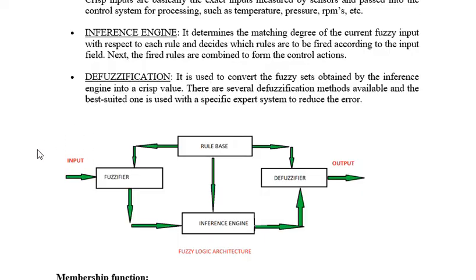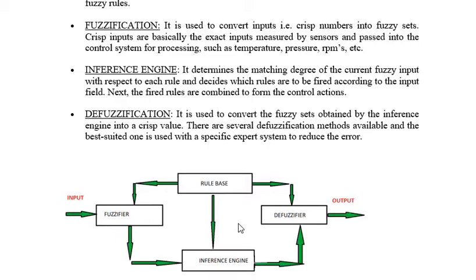The crisp input comes into the fuzzifier, which is the fuzzification, and it passes the fuzzy input set to the inference engine, which is the intelligent part. The crisp input is converted by fuzzification and passed to the engine through the fuzzy input set. So this is the process. The crisp inputs are basically the exact inputs measured by sensors and passed into the control system for processing, such as temperature, pressure, RPM.